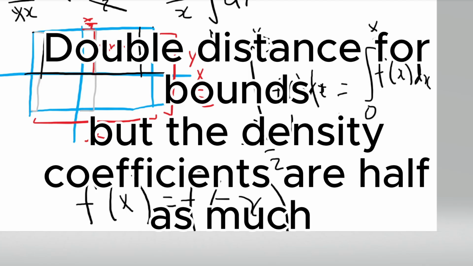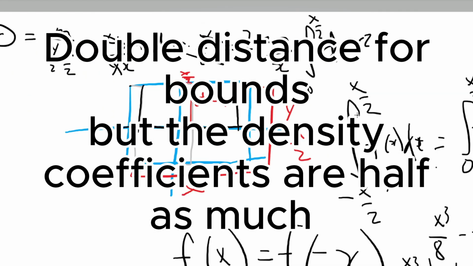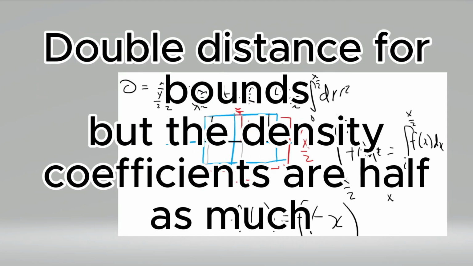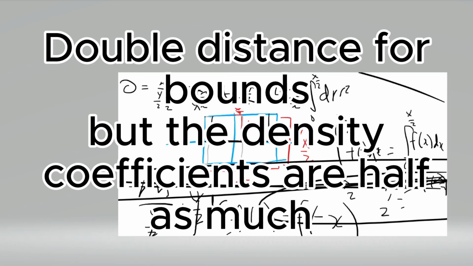r cubed, so x cubed over 8 minus negative x cubed over 8. That's 2 times, so x cubed over 4, times 1/3. Because the distance now is just x, the density will be m over y over 2 times x times y over 2 dr. These cancel, so that's double the distance, and f of x over 2 minus f of negative x over 2 cancelled out.